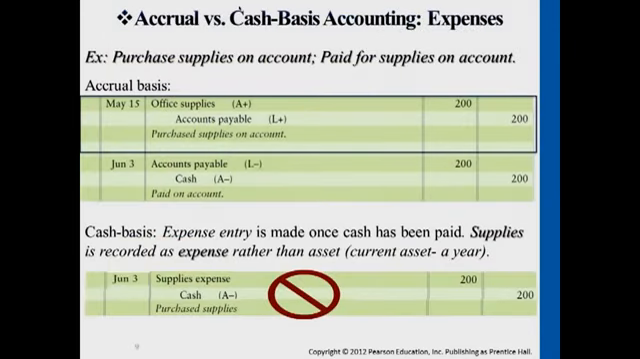So if we look at transactions here, the first transaction tells us that the company has purchased office supplies and did not yet pay the cash. When it comes to June 3rd, that's the time when they reverse the liability and actually make the payment, $200 worth of supplies. Now under cash basis accounting, you see again there's only one transaction on the date when cash is actually paid out.